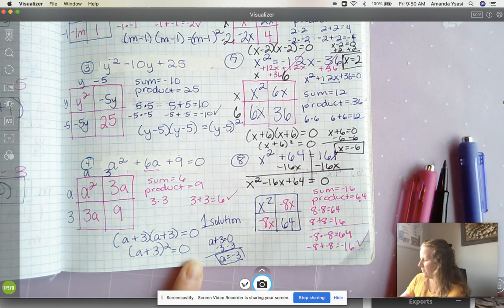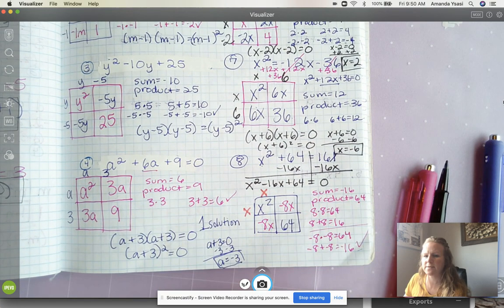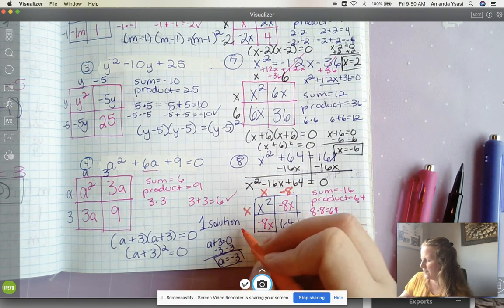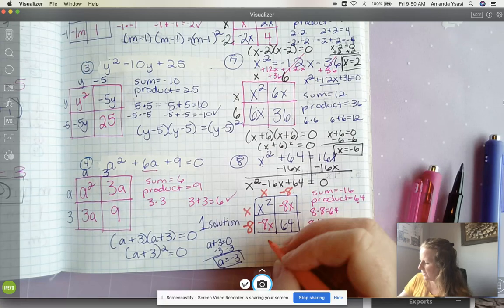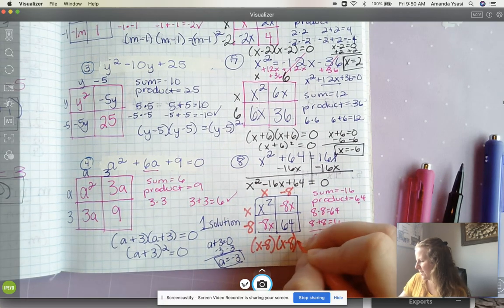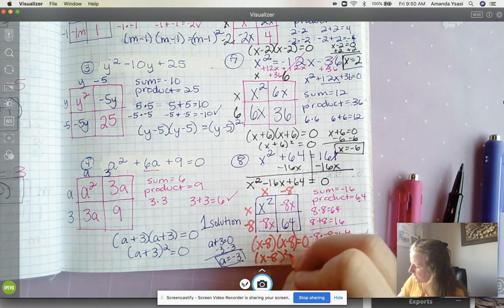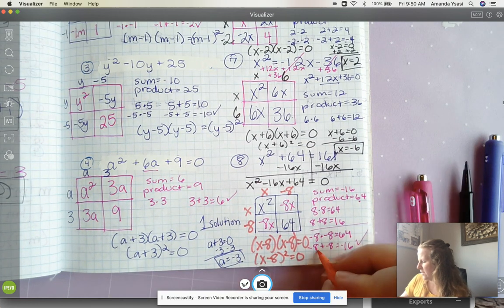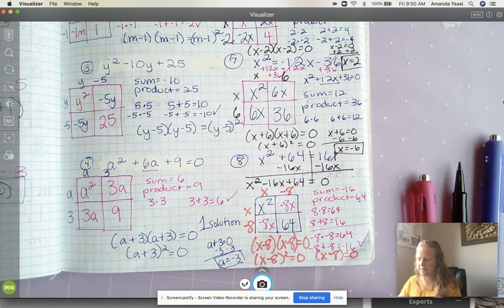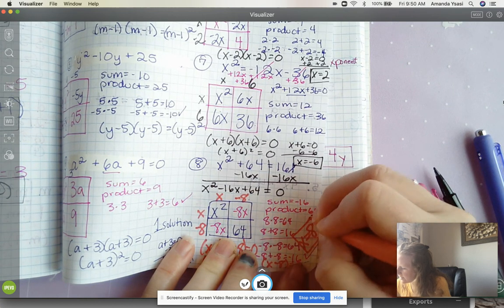So then we factor out. So this is x times x. And then x times a negative 8 to get negative 8x. And x times negative 8 to get negative 8. So it's x minus 8, x minus 8 equals 0. Or we can write it as x minus 8 squared equals 0. And if we have x minus 8 equals 0, we add 8 to both sides, and we get that x equals 8, positive 8 is our solution.